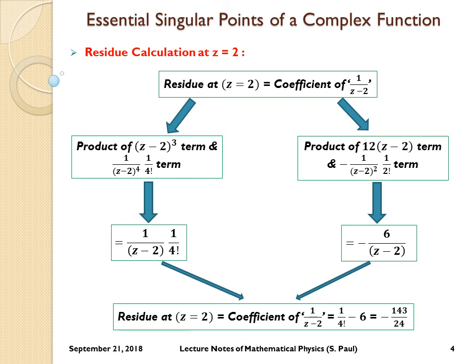So adding these two terms, we will get the residue of the function at z equal to 2 as the coefficient of 1 by z minus 2, which is equal to 1 by 4 factorial from the first combination and minus 6 from the second combination, and the final result for the residue will be minus 143 by 24. So in this way we can calculate the singular point and the corresponding residue for the given complex function.